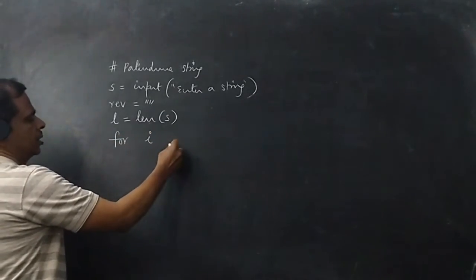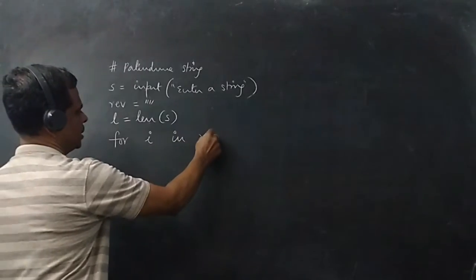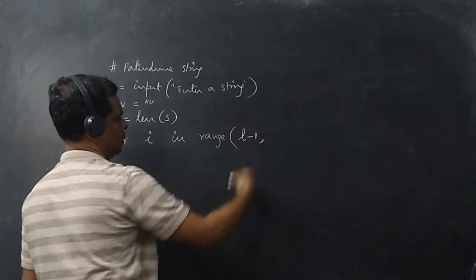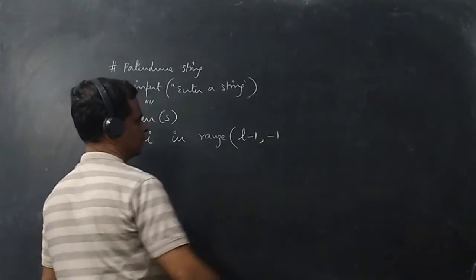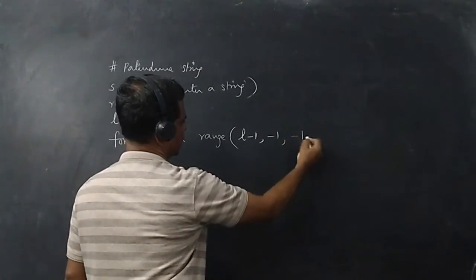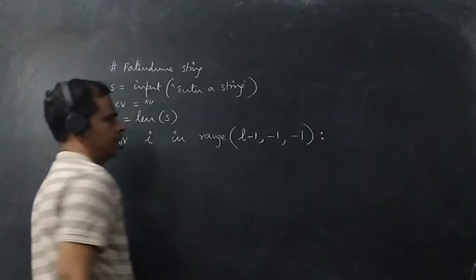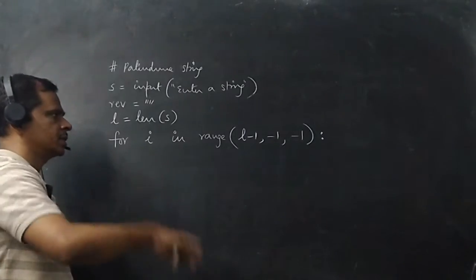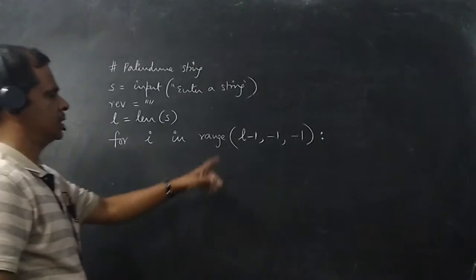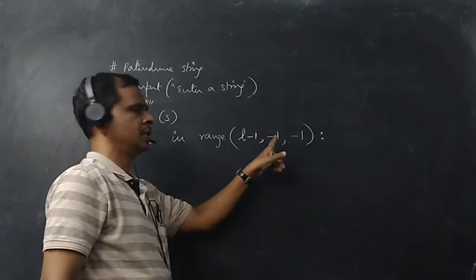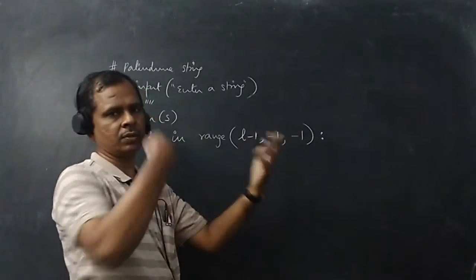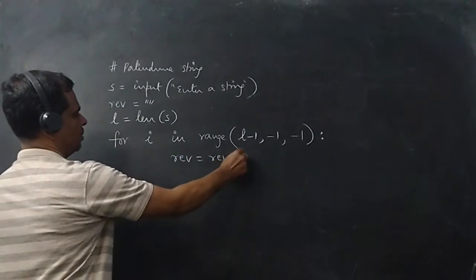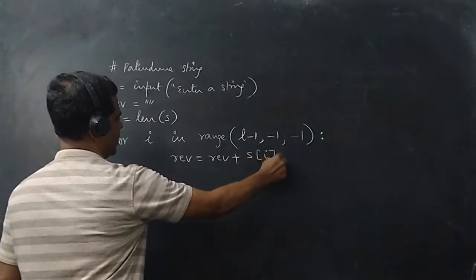Later I am giving it like this: for I in range, L minus 1 comma minus 1 comma minus 1. That means I am going to read the string from the reverse side. Therefore I gave L minus 1 as the starting position, minus 1 in the sense it comes up to 0, and step is minus 1, in the for loop. Then reverse is equal to reverse plus S of I.